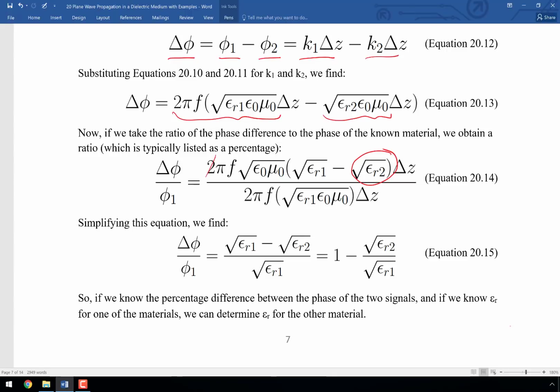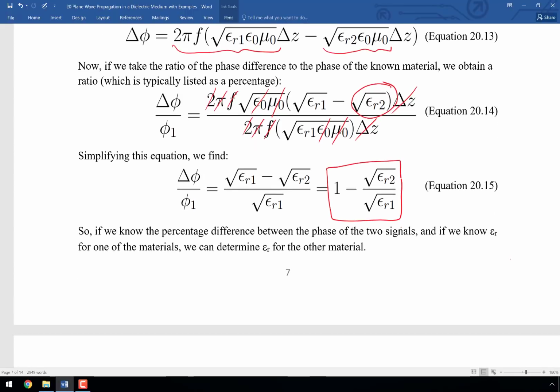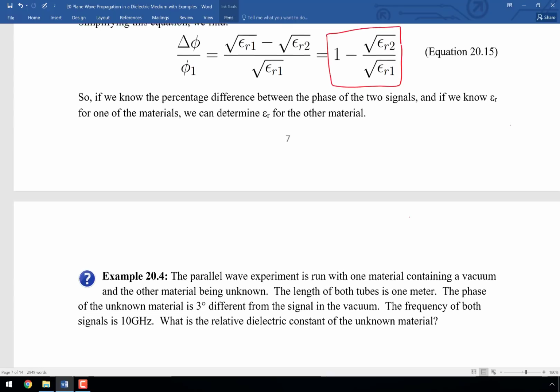Well, it turns out that the 2 and the pi and the f will cancel. And interestingly, the delta z also cancels. And then there's a square root of epsilon 0 and a square root of mu sub 0. We end up with 1 minus, and this probably deserved a box, 1 minus the square root of epsilon r2 divided by the square root of epsilon r1. So if we know the percentage difference between the phase of the two signals, and if we know epsilon r for one of the materials, we can determine epsilon r for the other material as well.